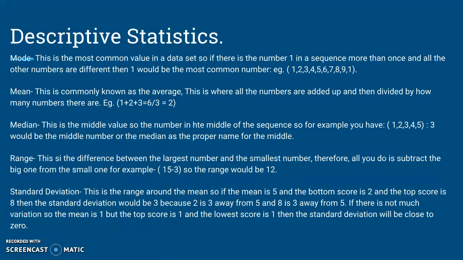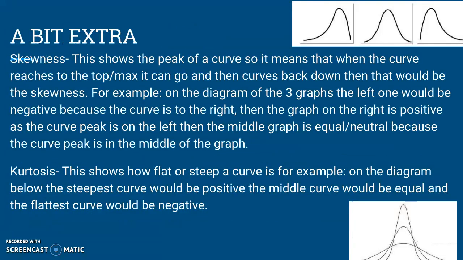So if the mean is 5 and the bottom score is 2 and the top score is 8, then the standard deviation would be 3, because 2 is 3 away from 5 and 8 is 3 away from 5. If there is not much variation, so the mean is 1 but the top score is 1 and the lowest score is 1, then the standard deviation will be close to 0.